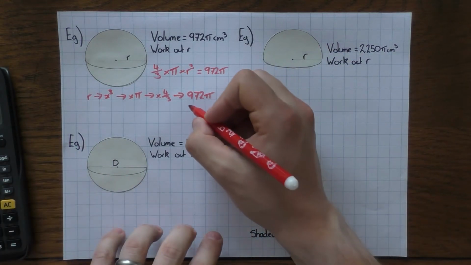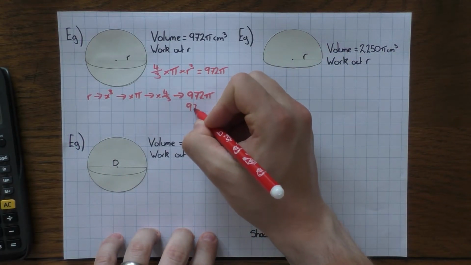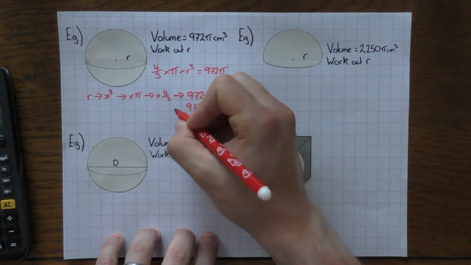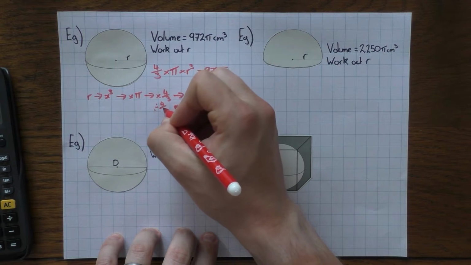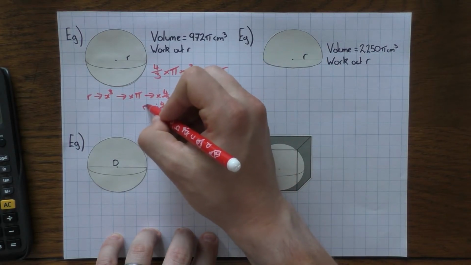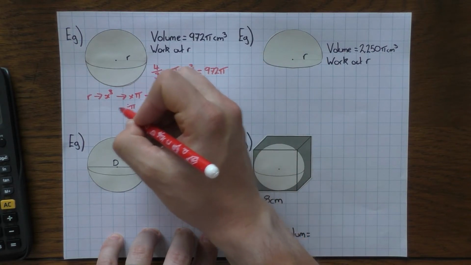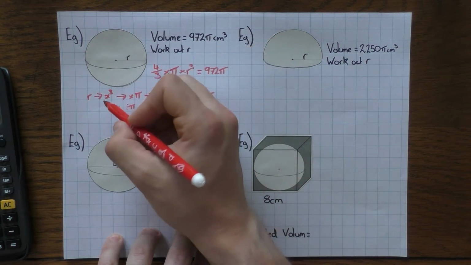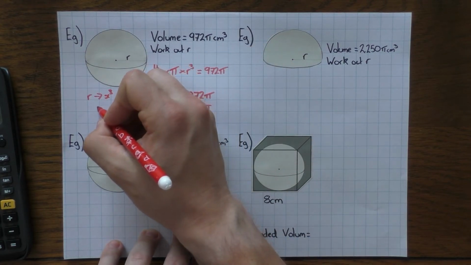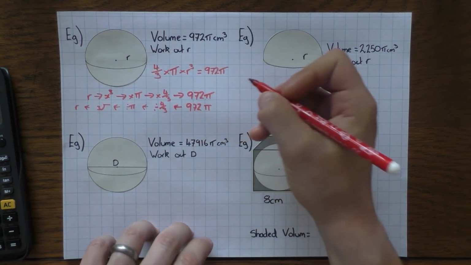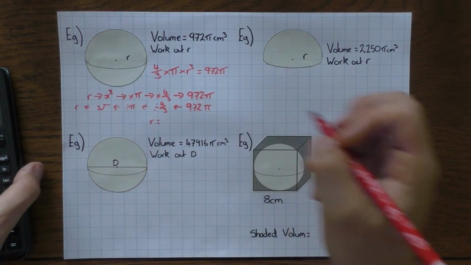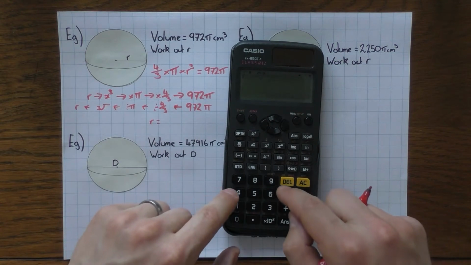Okay, now typical flowchart, let's go backwards. So 972 pi, and when we go backwards we do the opposite. So instead of timesing, I now divide by 4/3. I now divide by pi, and the opposite of cubing a number is the cube root.